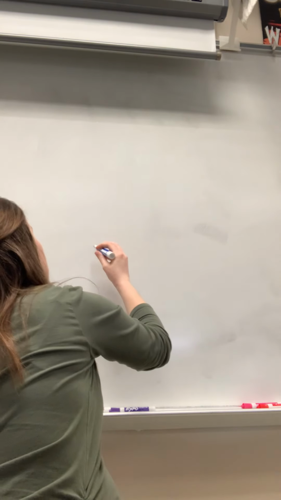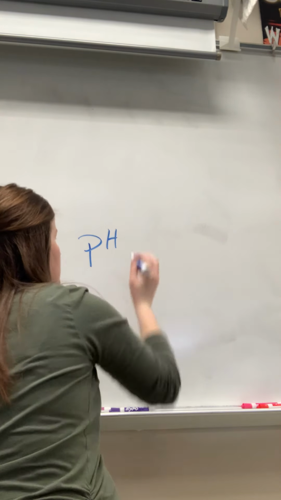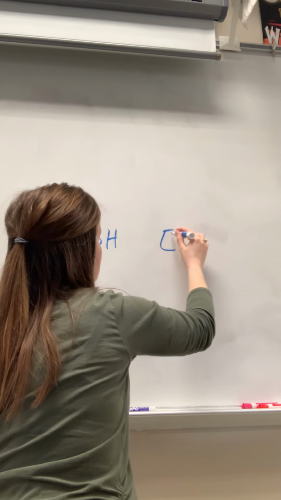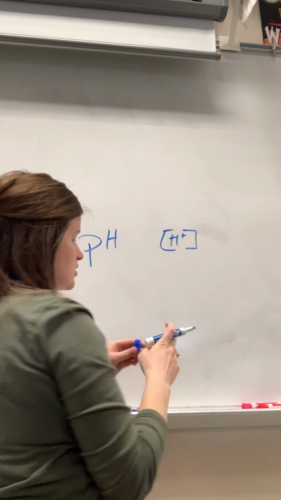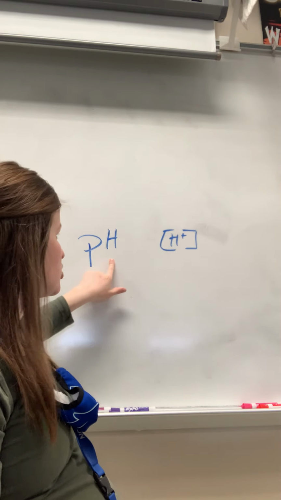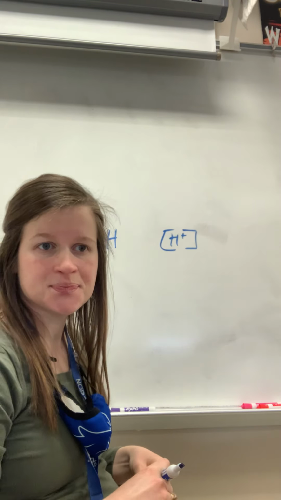Okay, so here's a quick video over pH and the pH scale. So what is pH? Well, pH was created to measure the concentration of hydrogen ions in any solution. Whenever you see pH, it is specifically measuring the hydrogen ion concentration in solutions. So that's what we're caring about, and that's why we have pH. The H there is telling you that it's hydrogen ions.